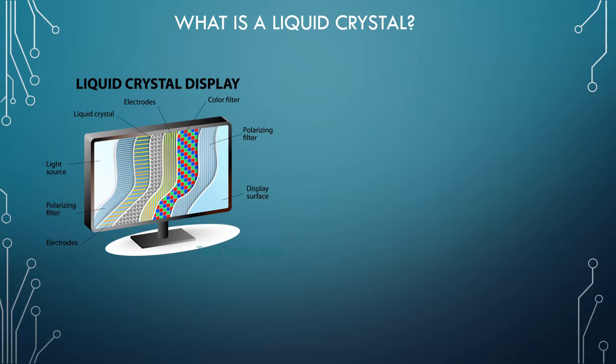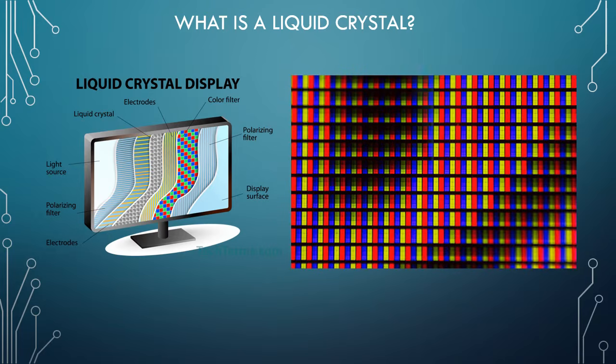Let's get started. A liquid crystal is a substance that can flow like a liquid but has some ordering like a solid. This special combination allows it to interact with light in amazing ways. In an LCD, these crystals are placed between two pieces of polarized glass. When we apply voltage, the orientation of the crystals changes, and that controls how light passes through.